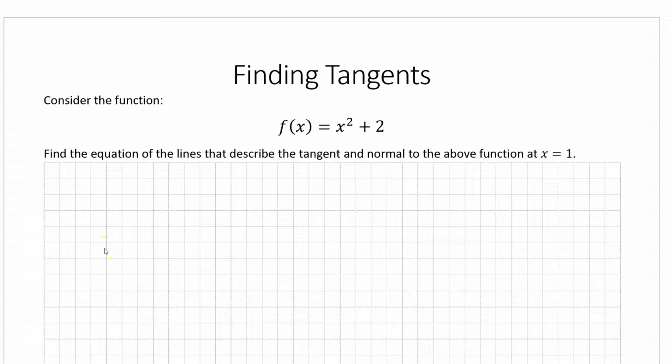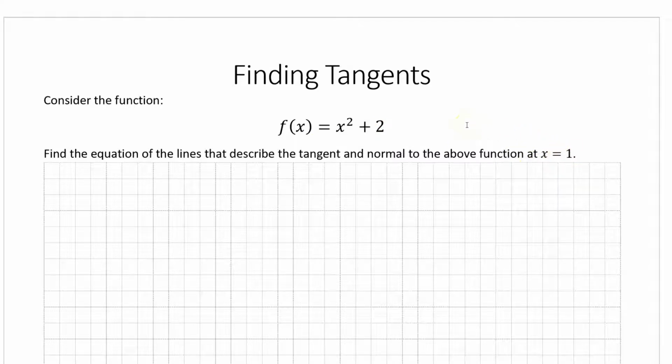In this video, we're going to have a look at how we can calculate the equations of lines that describe both the tangent and the normal to functions at any given value of x. In this particular case, we're going to have a look at how we can do the tangent and the normal function to the function f of x equals x squared plus 2 at the location of x equals 1.